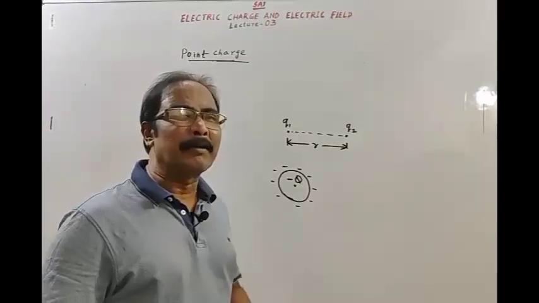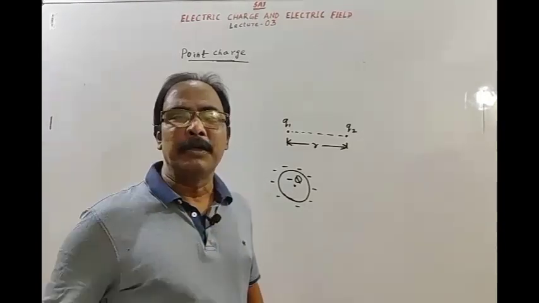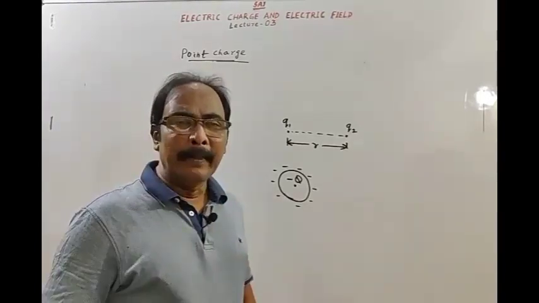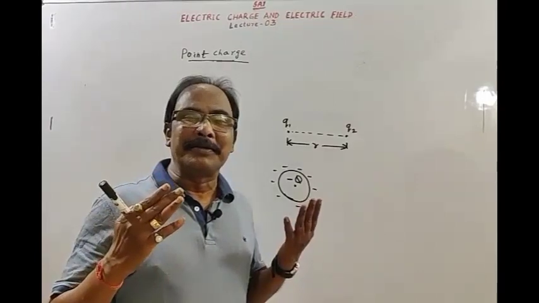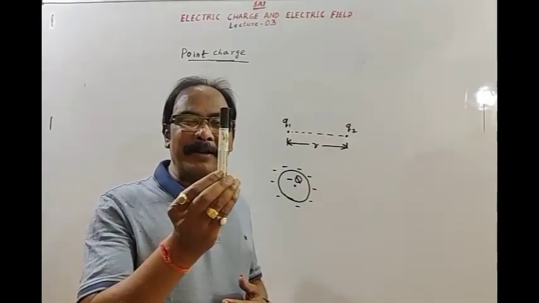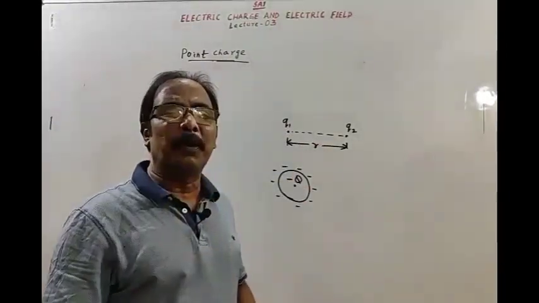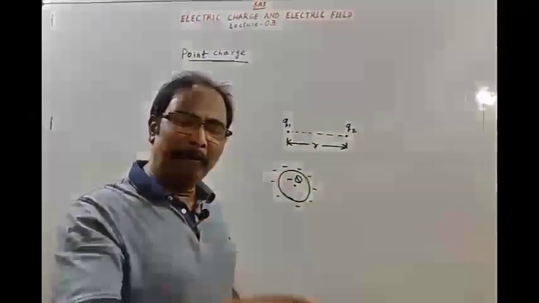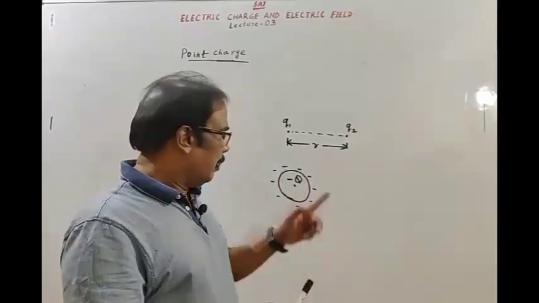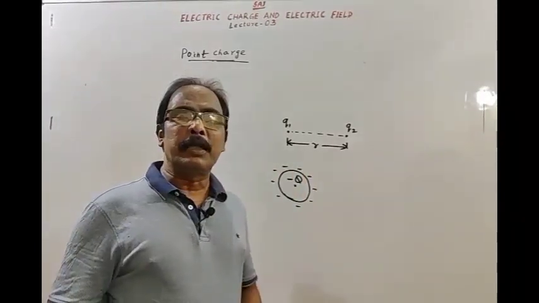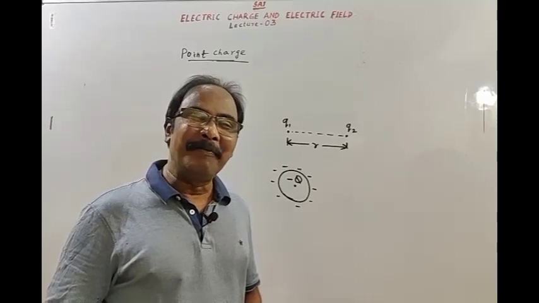See students, point charge is a similar discussion to that of center of mass or point mass. As you know, practically the whole mass of the body is distributed throughout it. Mass of this marker pen is distributed throughout the body, but conventionally we assume that the total mass of the body is concentrated at a point. That point is point mass, or that point is called the center of mass. In a similar way, actual charge is distributed on the surface of a conducting body, and the whole charge is assumed to be concentrated at a point. That point is the point charge.